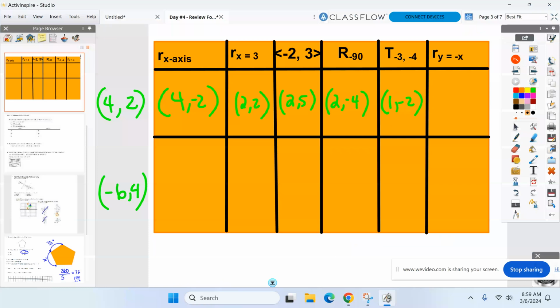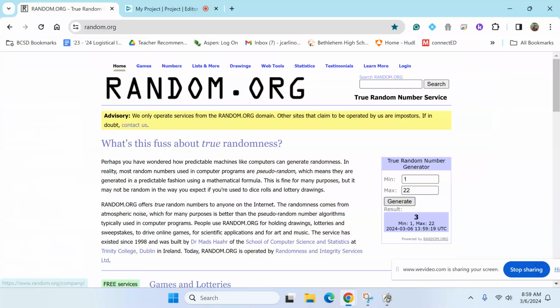And then finally, a reflection over y equals x. Do we know the rule? We've got to know that rule tomorrow. All right, along with y equals x, but this is y equals -x. So what did 4, 2 turn into? 4, Tess, what do you got?